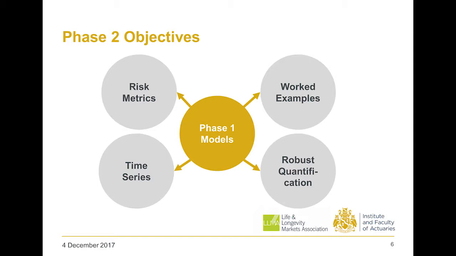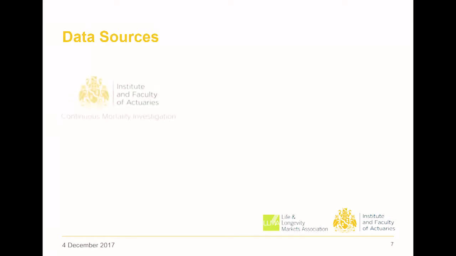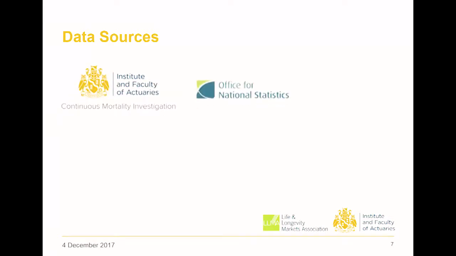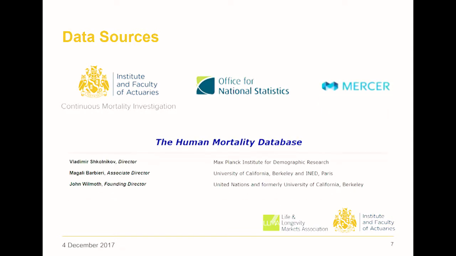I want to emphasize that all these objectives are based on the methodology from Phase 1, and the main purpose of Phase 2 is to apply it, but not to develop new methods. Having said that, we still have explored a range of different extensions and also a number of other models for comparison purposes. Our data are provided by the CMI, the ONS, and Mercer Australia, and also the HMD. The first three data sets are taken as the book experience, and the last data set is taken as the reference experience.